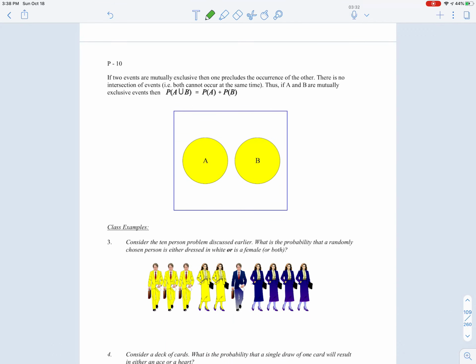On page P10 here, it says if two events are mutually exclusive, then one precludes the occurrence of the other. There's no intersection, so they can't occur at the same time. Thus, A and B are mutually exclusive events.